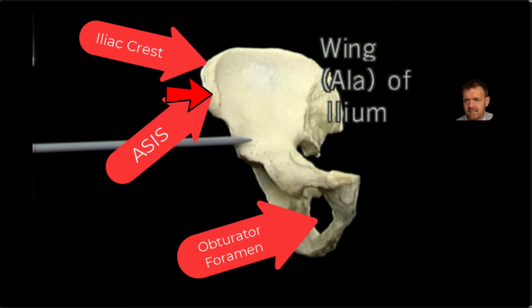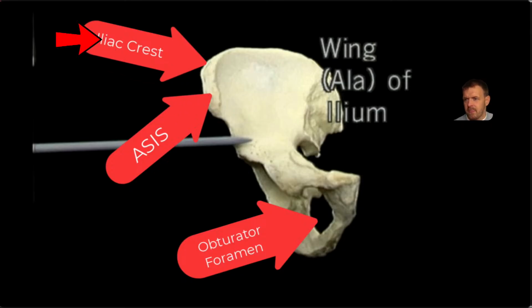There's your ASIS, and that's the thing that can change in length. Okay, so you can have one longer than the other, one shorter than the other, and it's just natural variation. And this side can be longer than the other side, so it's different from side to side. Okay, there is a whole book on anatomical variations. It is huge. It's about 1,000 pages long.